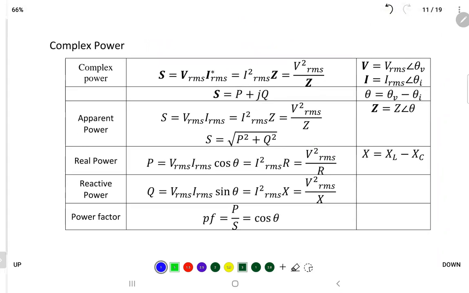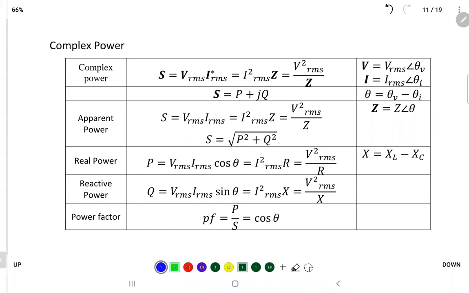To calculate the power now, let's move to the power. There are many formulas. I tried my best to write here all the formulas used, because you can find power in different forms using different equations. Let me go through it quickly. The most important one, in my opinion, which I liked when I was a student, is the complex power, S bold.